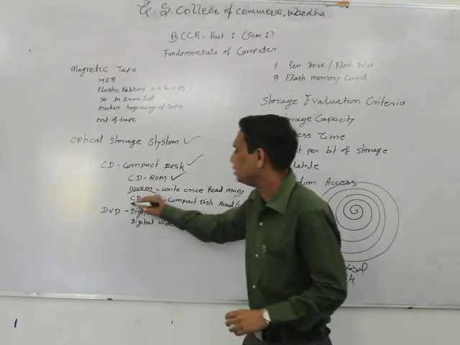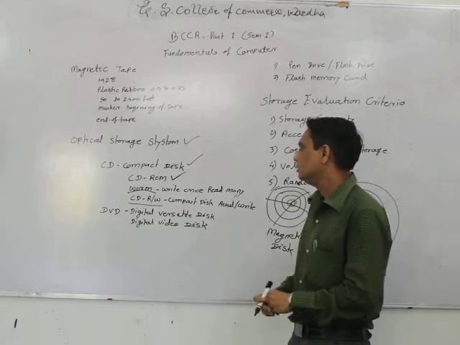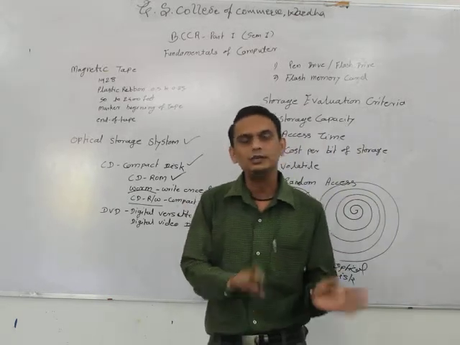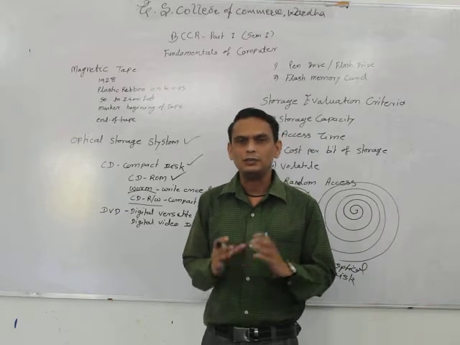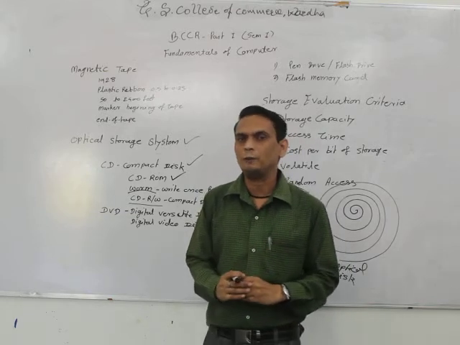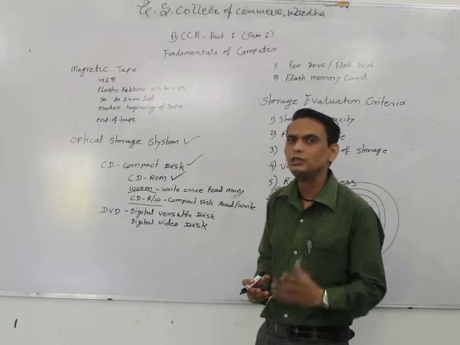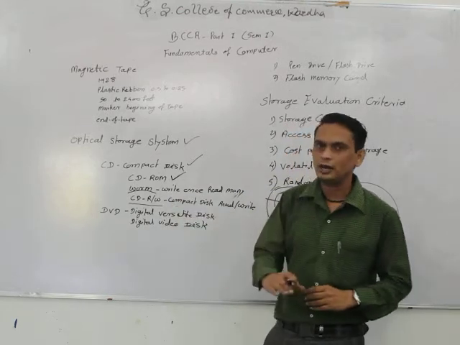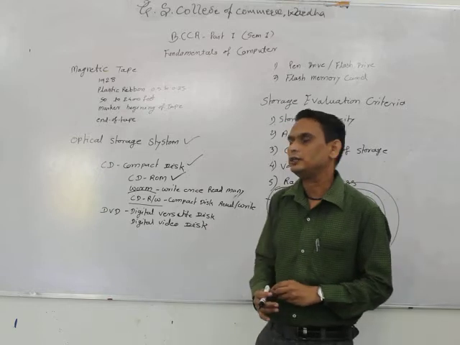Third one is CD-RW, compact disc rewritable, which means read many, write many. We can erase the data on the compact disc by using the burner or a particular drive. That can erase the data and again we can write the data.